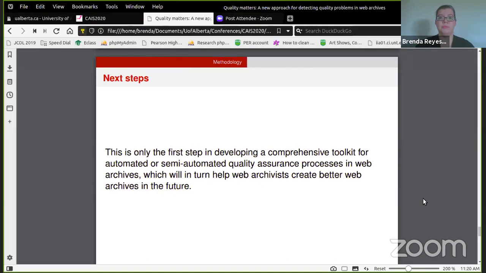So next step, this is just what we want to do. Our goal is to develop a comprehensive toolkit for automated or semi-automated quality assurance processes in web archives. And this is going to help web archivists all over the world to create better web archives in the future by being able to detect these problems and try to fix them.